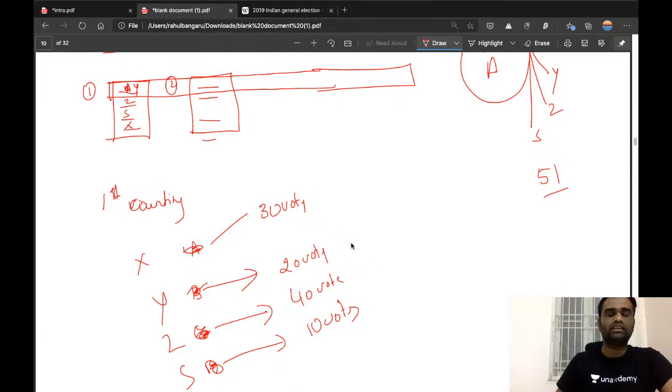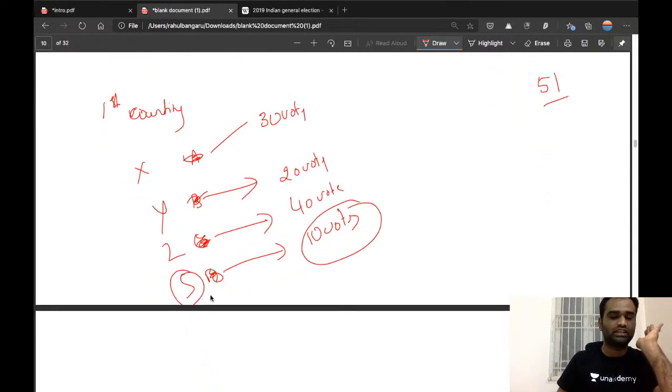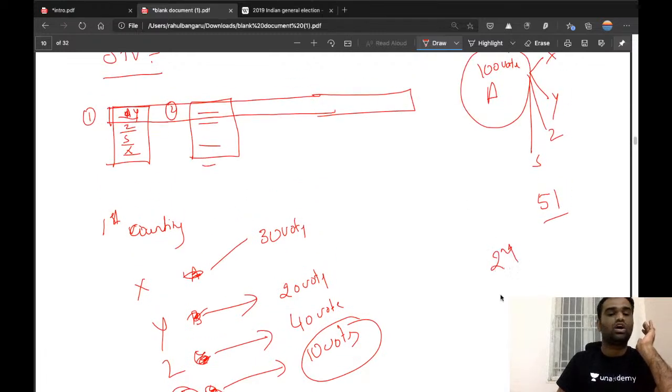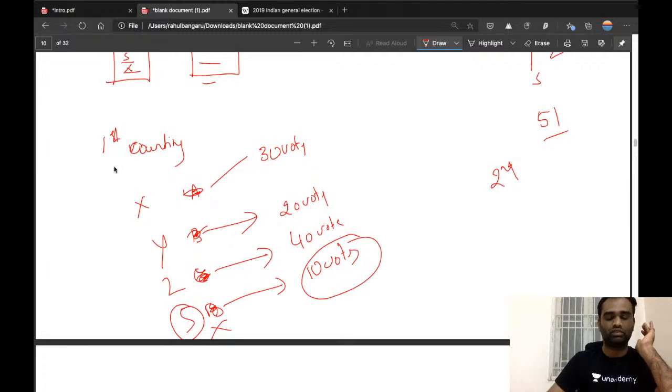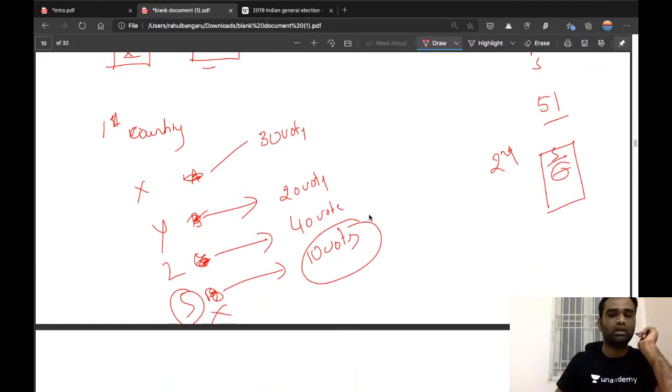Since no one is getting this absolute majority, the candidate with the least votes, that is S, will be disqualified, and the second preference of the voters of S will be transferred. On the ballot paper, they will mark S, and then they will also mark their second preference. Now the second preference of persons who have voted for S will be transferred to each candidate.